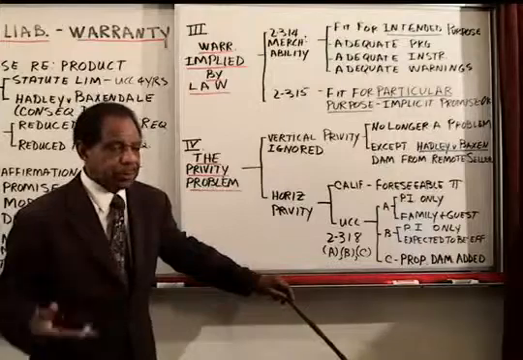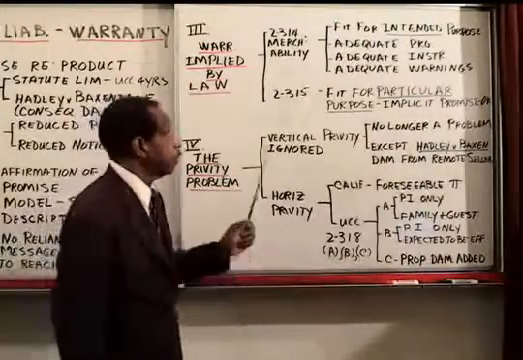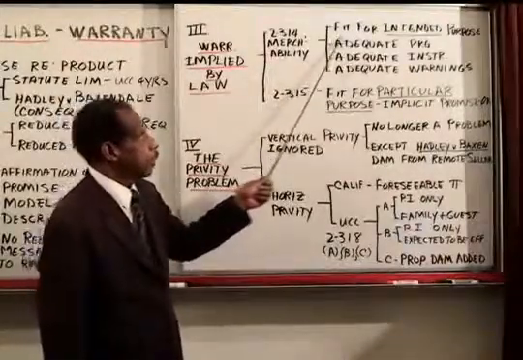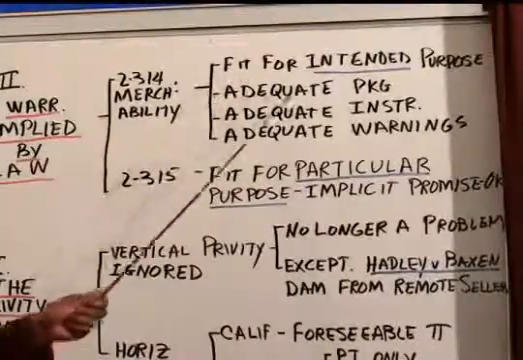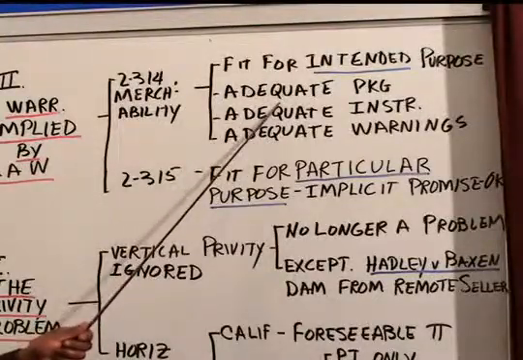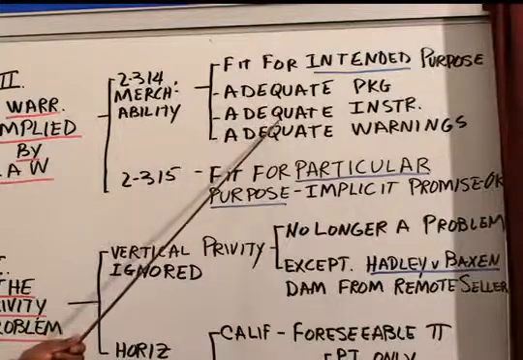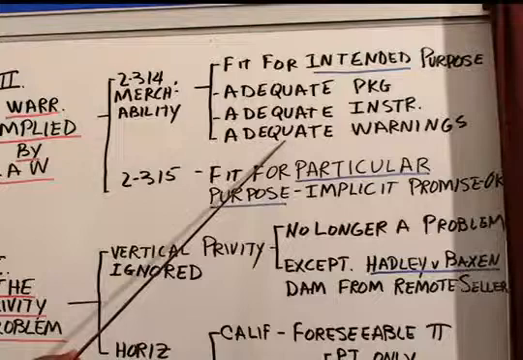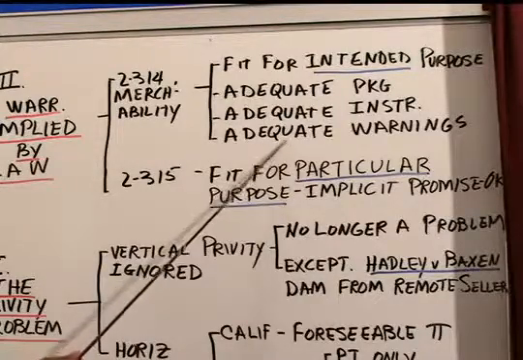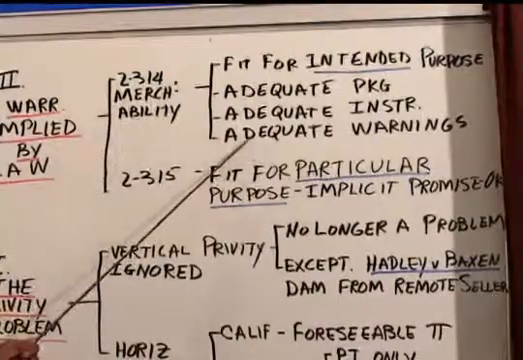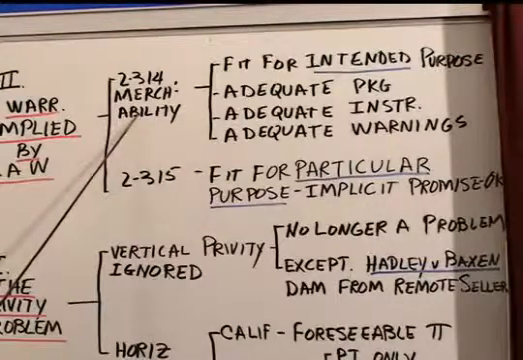But the ones which are most testable are listed on the board. Please take a look at 2-314 itself. And you see one of the warranties that the product is fit for the intended purpose. Another is that it is adequately packaged. Another warranty is that there are adequate instructions about how to use it. Another warranty contained in 2-314 are adequate warnings about the product. And so if any of this is missing, then there's been a breach of the warranty of merchantability.